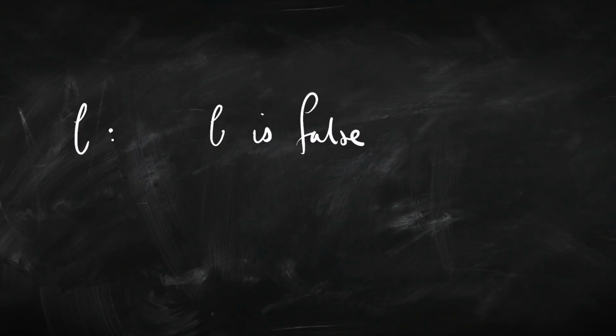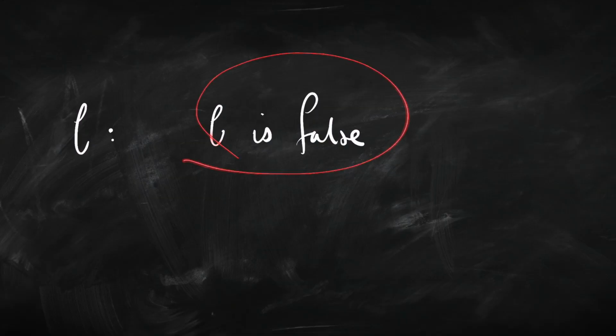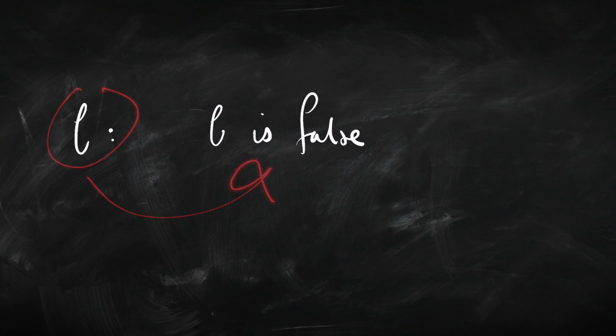Okay, so that's what we're going to be thinking about now. Just to make things easy, let's set things up like this. Here's our liar sentence. L is false. L is a name for a sentence. Which sentence does it name? This one. Okay, so we're saying, here's my sentence L, and the sentence says, sentence L is false. So L is a name for this sentence.